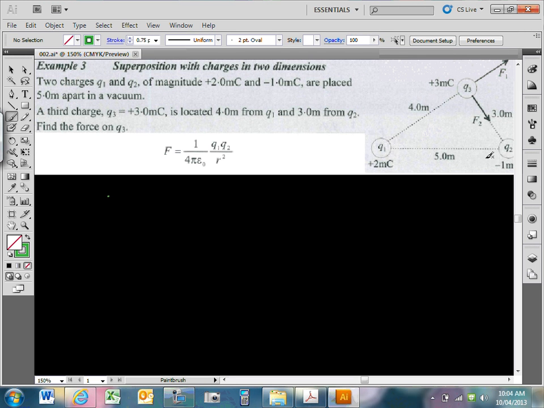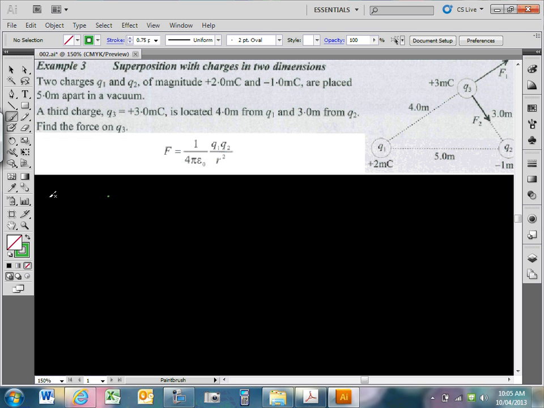We have this charge here, we have this charge here. Three charges, and this is a question in 2 dimensions, so we're looking at the force on Q3 due to both Q1 and Q2. We need to solve, firstly, the force on Q3 due to Q1, then the force on Q3 due to Q2, and then we have to add those forces vectorially to find the resultant force on Q3.